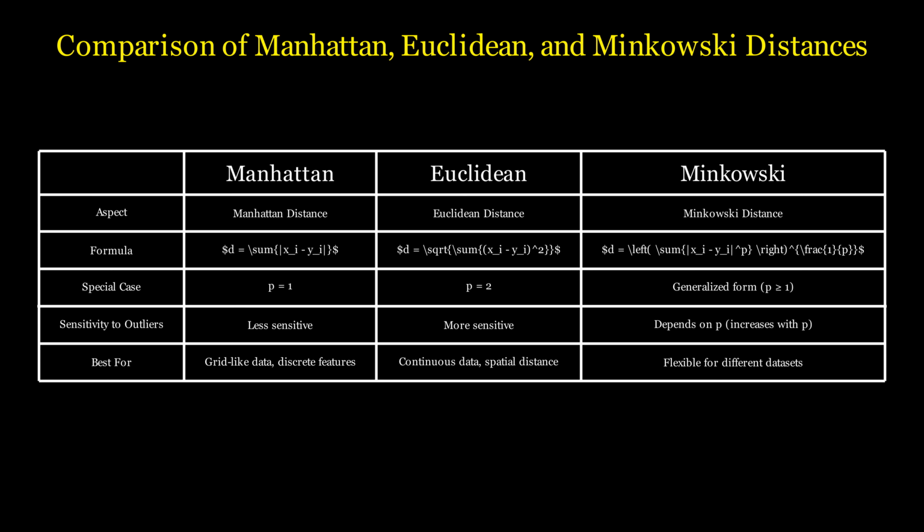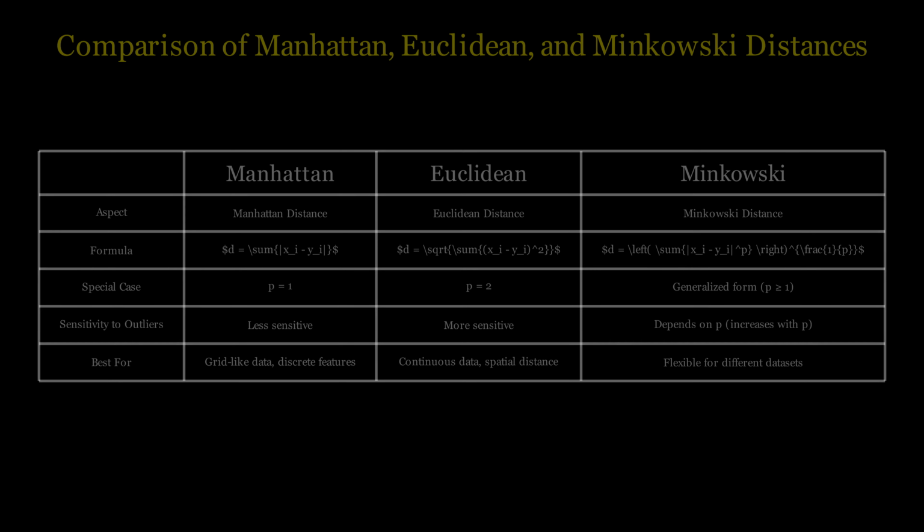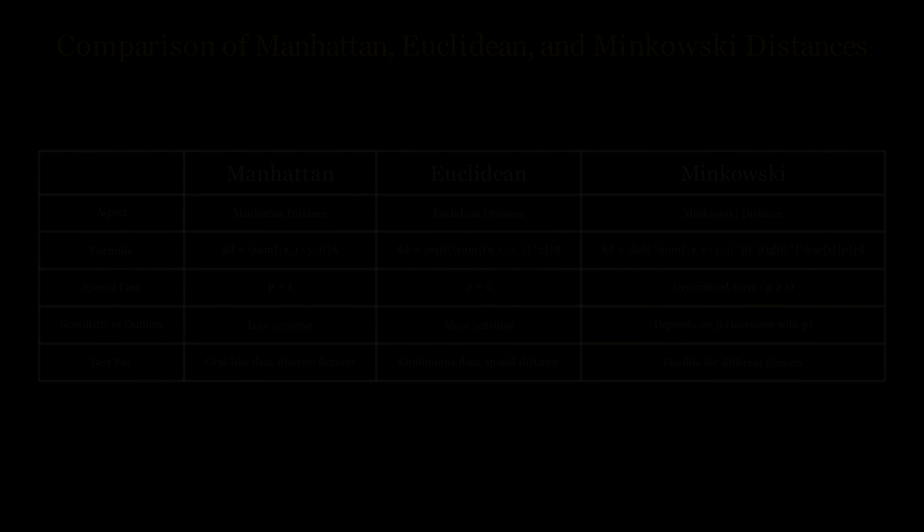Finally, Manhattan distance is well suited for grid-like data or discrete features. Euclidean distance works best for continuous data and spatial measurements. Minkowski distance's versatility makes it useful for datasets with varying characteristics. This concludes the comparison of Manhattan, Euclidean, and Minkowski distances.